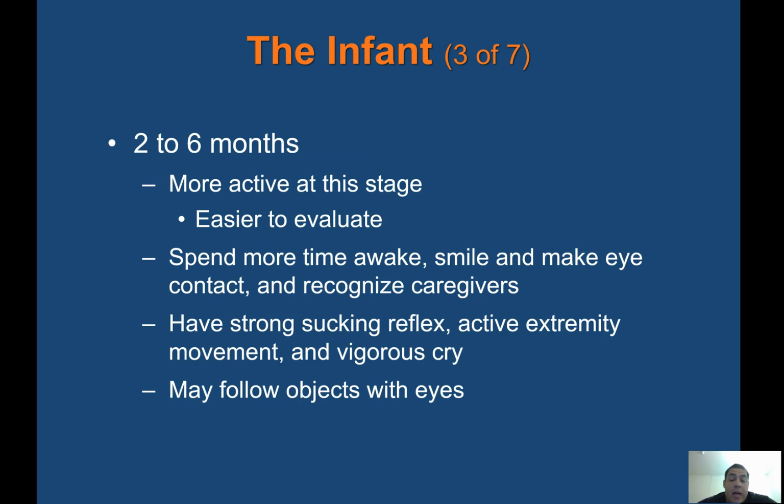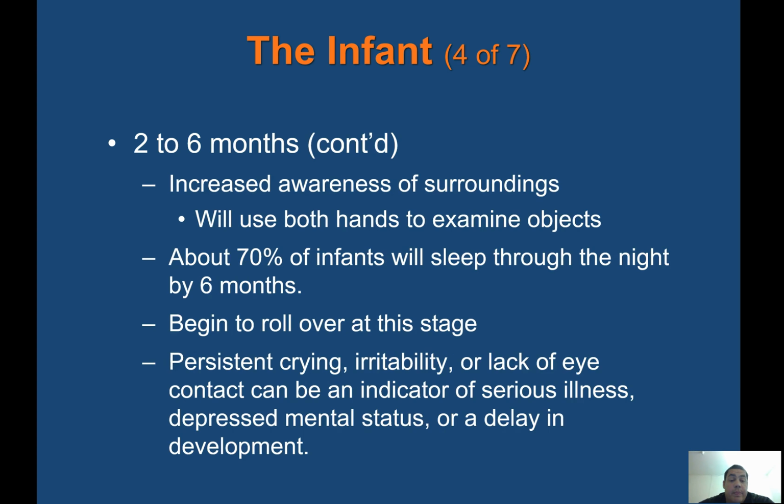2 to 6 months, more active at this stage, easier to evaluate, spend more time awake, smile and make eye contact, and recognize caregivers. Have strong sucking reflex, active extremity movement, and vigorous cry. May follow objects with eyes. Increased awareness of surroundings. Will use both hands to examine objects. About 70% of infants will sleep through the night by 6 months. Begin to roll over at this stage. Persistent crying, irritability, or lack of eye contact can be an indicator of serious illness, depressed mental status, or a delay in development.